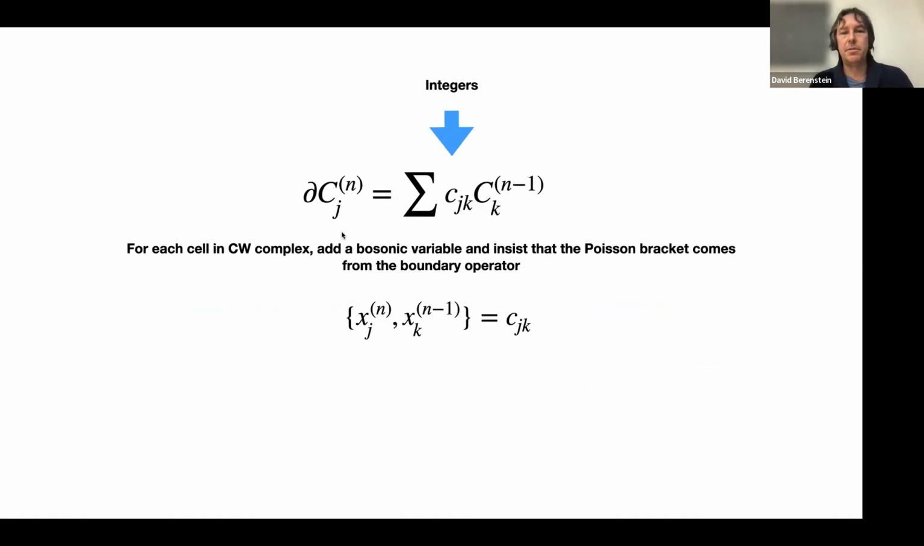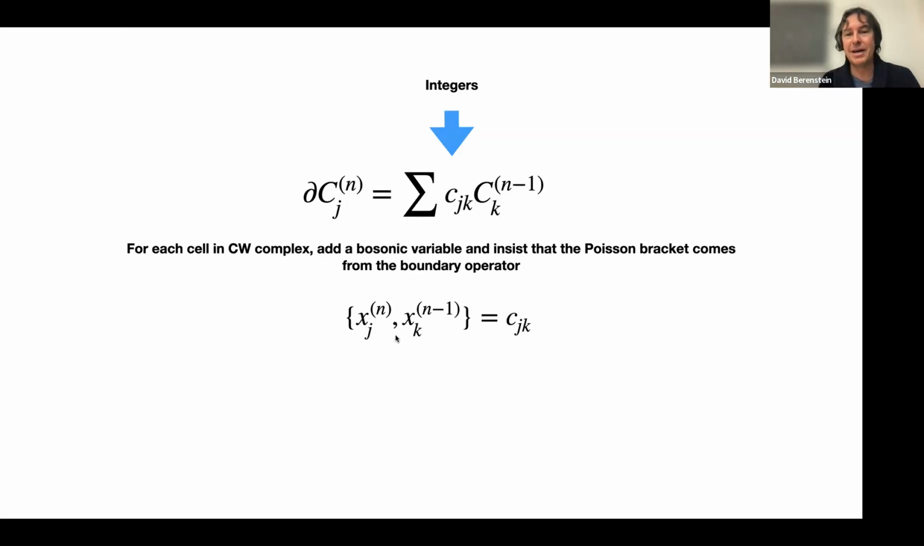So if you have these CW complexes, you can produce integers or some more general version of cells. You have a bosonic variable for each one of these cells. And then you put a Poisson bracket, basically associate an X variable to each one of these cells. And then you take that the Poisson bracket is this C_JK, and you make it antisymmetric by hand. So that automatically brings in the dual cochain because of this antisymmetrization. So it lets you kind of build something that has the right properties.